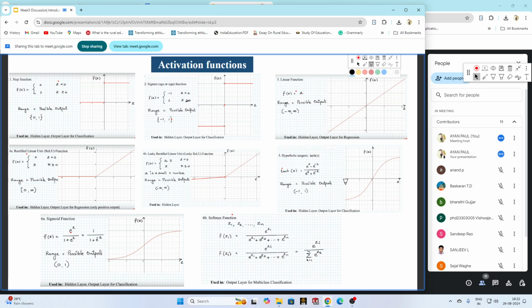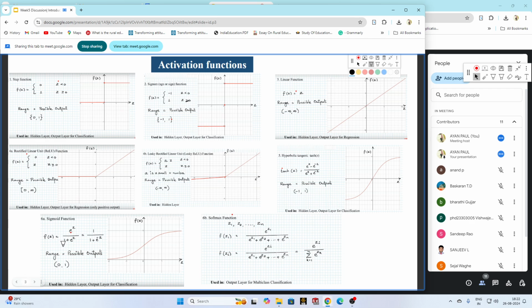Now our fifth is the hyperbolic tangent, denoted by tanh z. What will it return? It will return e to the power z minus e to the power minus z, divided by e to the power z plus e to the power minus z. So that is hyperbolic tangent. Its range is between -1 and +1, and this is the graph.